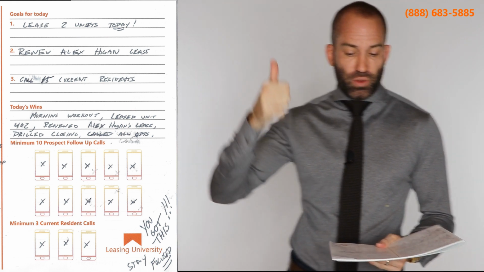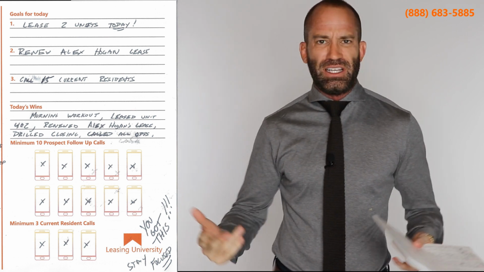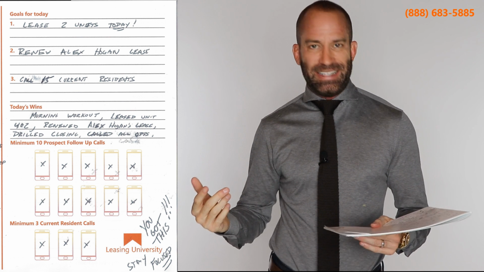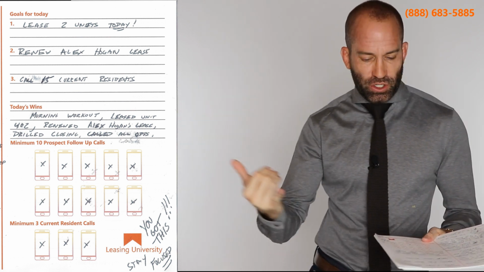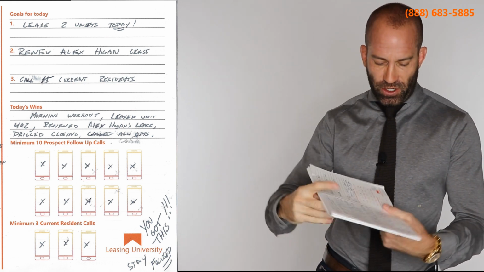All right, so their 3 goals were lease 2 units. I love it. Boom. Never write, I just want to lease 1 unit. If you can lease 1, you can lease 2. They wanted to renew the Alex Hogan lease, it looks like. So they must have a current resident, Mr. Hogan. They're going to renew his lease. Love that. And then they want to call 15 current residents.